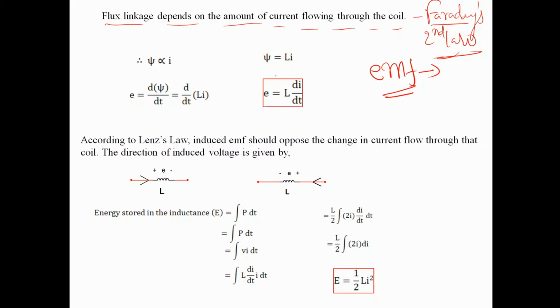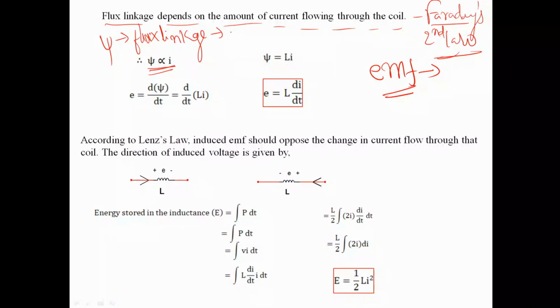Look at this diagram. The flux linkages is given by psi. Phi is proportional to psi. This is psi, where psi is flux linkages. What do you mean by flux linkages? Flux linkages is nothing but the number of turns multiplied by the total flux. That is how much flux is linking with the coil.